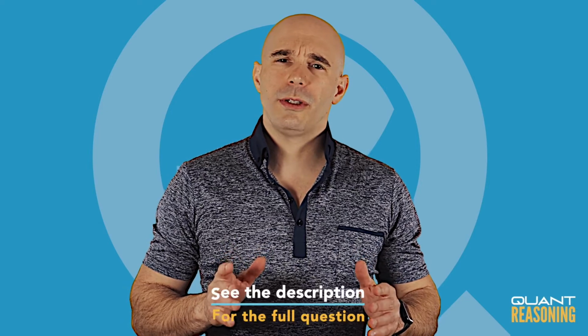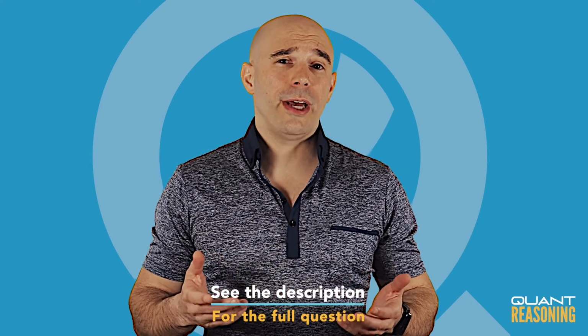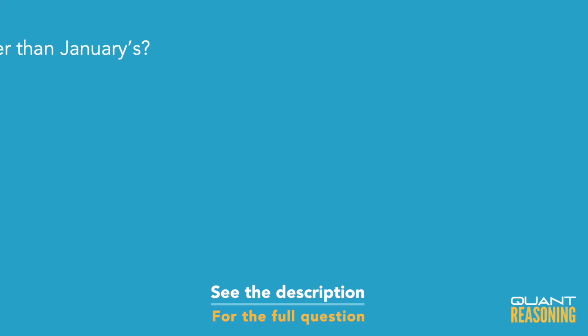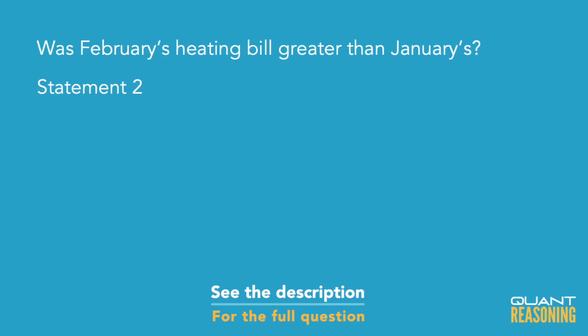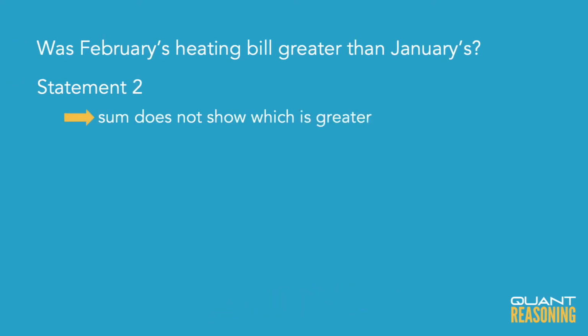So it looks like we just want to know whether February was greater than January, and statement 2 just gives us the sum. Knowing the sum of two numbers certainly doesn't allow us to infer which one was greater. So let's go ahead and eliminate the answer choices that claim that statement 2 is sufficient on its own, B and D. So we're down to answer choices A, C, E, and let's evaluate statement 1 right after the intro.